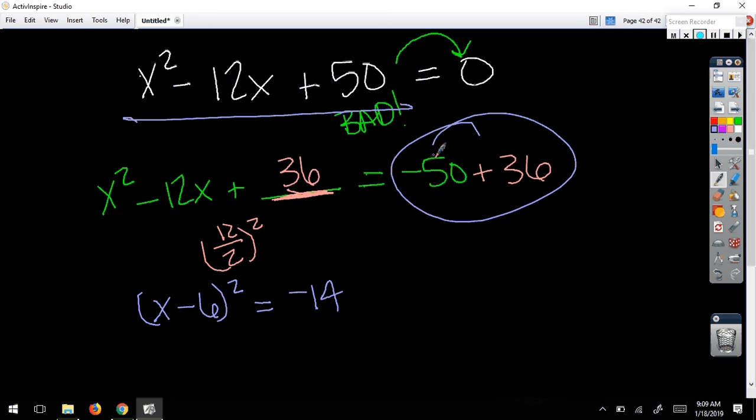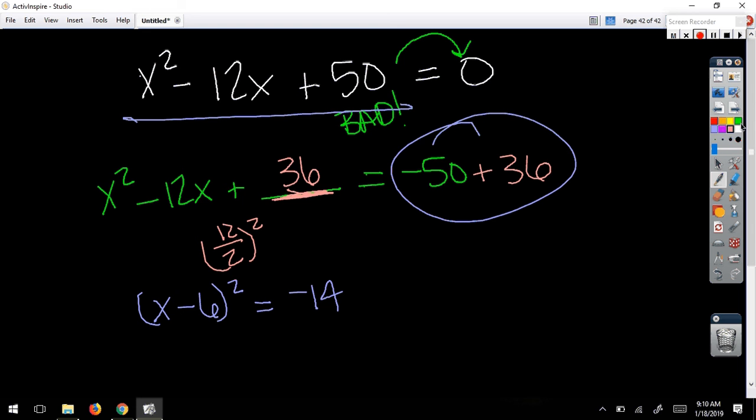Negative 50 plus 36. Yeah. So anytime you find the C, you have to put it in. Yes, you have to put it on both sides because it's an equation. You can do whatever you want to, you just have to do it to both sides. You're adding the good C to both sides. That's what you're doing.